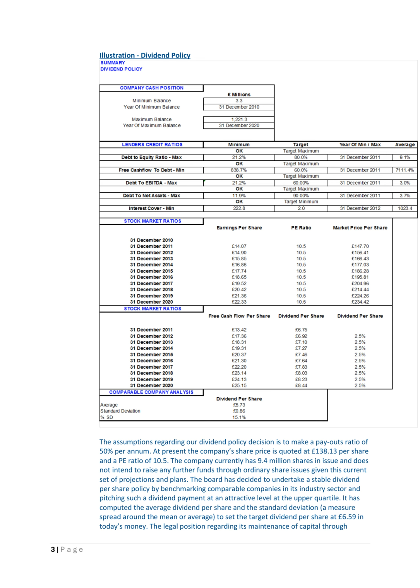To establish a stable dividend, the board looked at similar companies in the same industry and aimed for a dividend payment in the upper quartile of that group. They calculated the average dividend per share along with the standard deviation to measure variability, setting the target dividend at £6.59 per share in today's terms. This approach balances competitiveness with stability and takes into account maintaining capital in line with legal requirements.